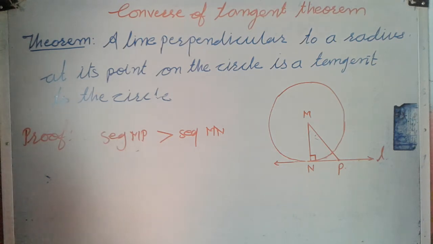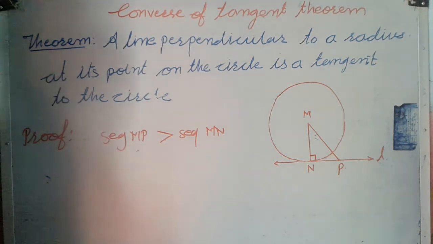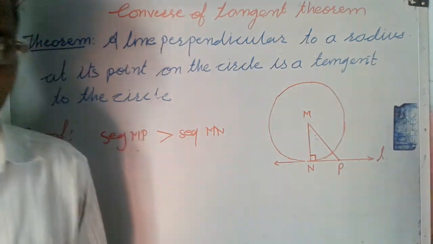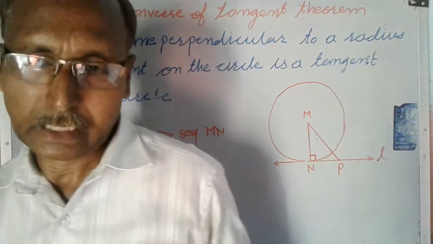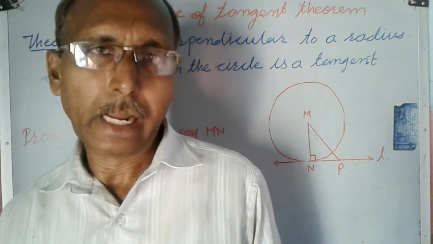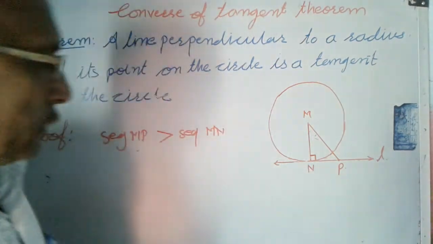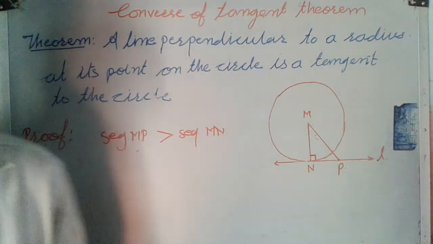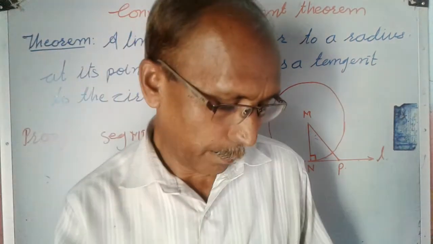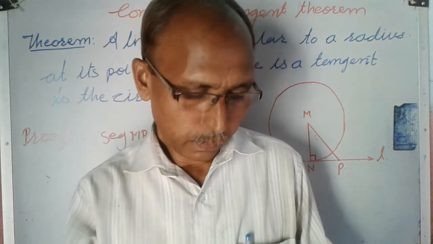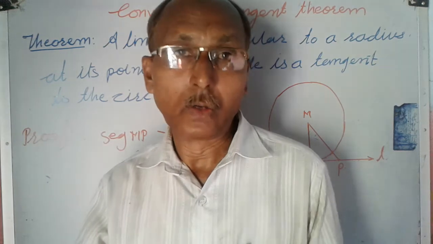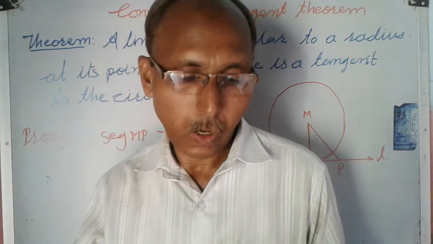And therefore, line L is tangent to the circle. According to the definition, the line which intersects the circle in only one point is called a tangent to the circle. Therefore, line L is tangent to the circle. So, this proof is on page number 52. You go through that proof and write it down in your notebook.